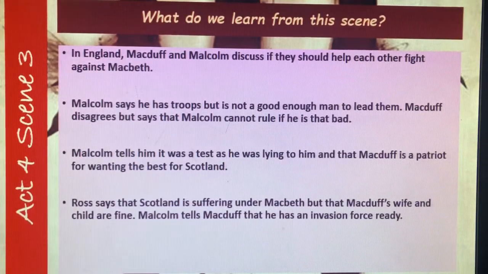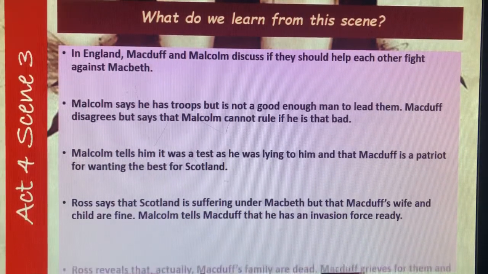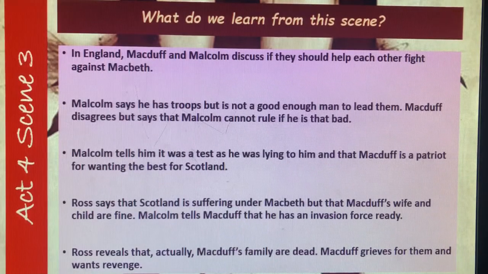Ross says that Scotland is suffering under Macbeth, and that Macduff's wife and child are fine. Malcolm tells Macduff that he has an invasion force ready. Ross reveals that, actually, Macduff's family are in fact dead. Macduff grieves for them and wants revenge.